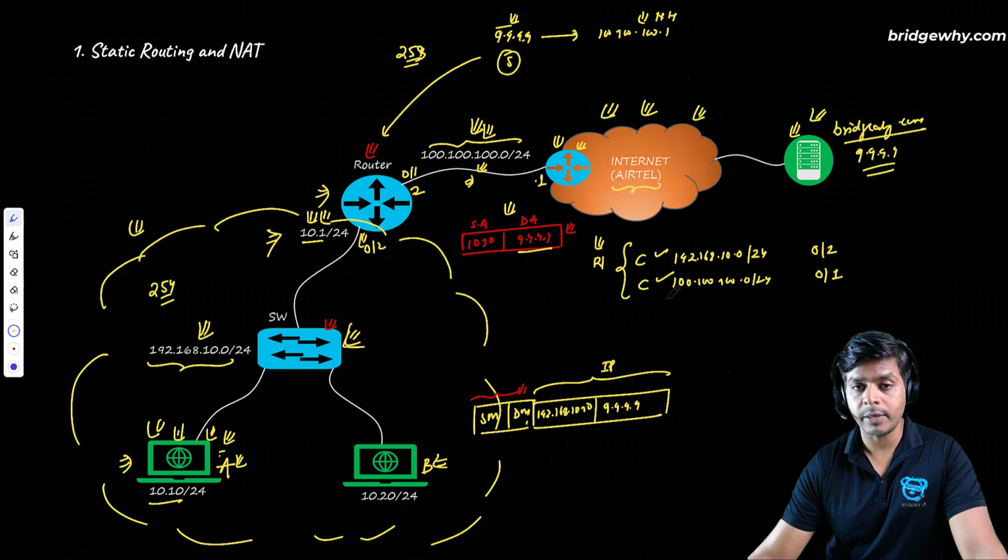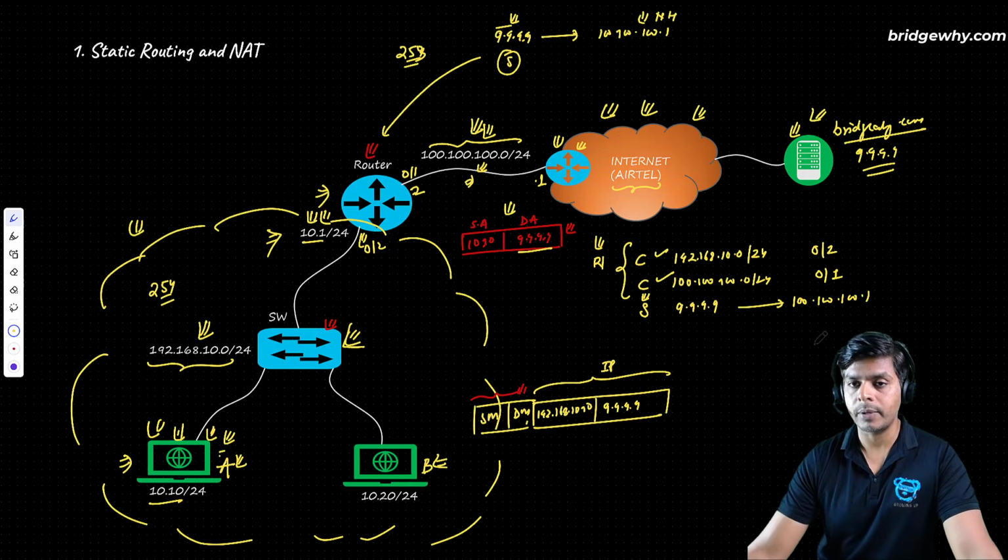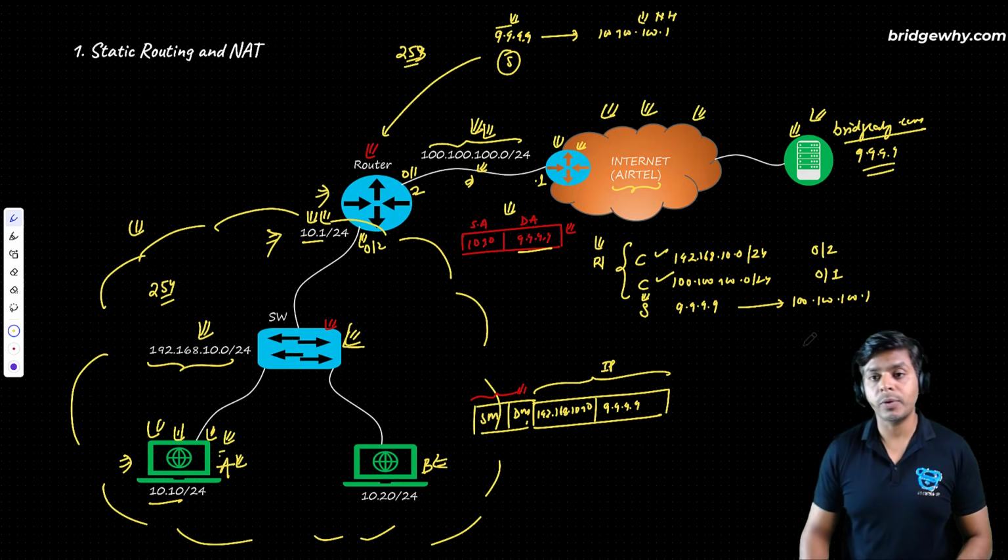Once you have configured the static route, this router will have another route, denoted by this S, which means static. And here it is going to say that if you want to reach 9.9.9.9, you have to reach via 100.100.100.1. This is my static route. But believe me, it is not going to work this way.